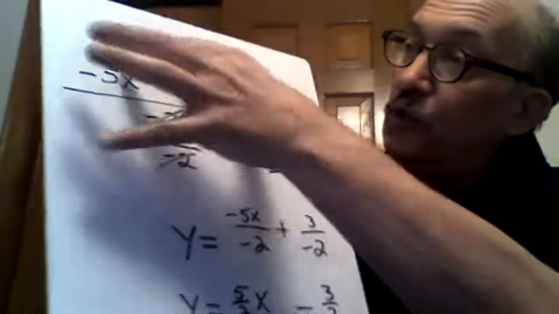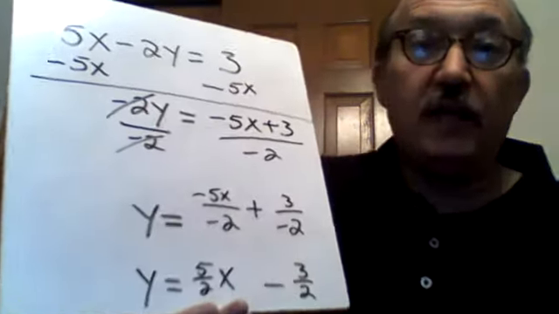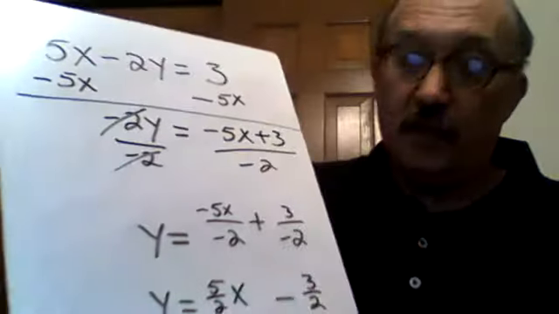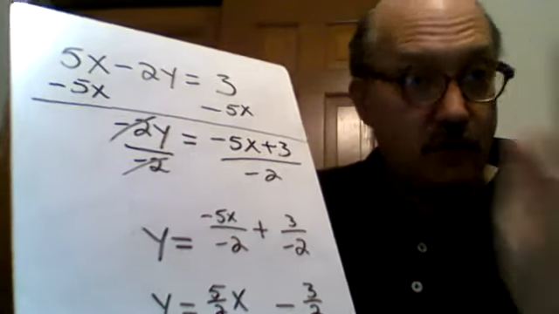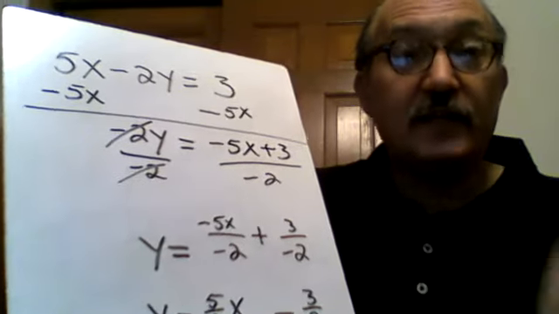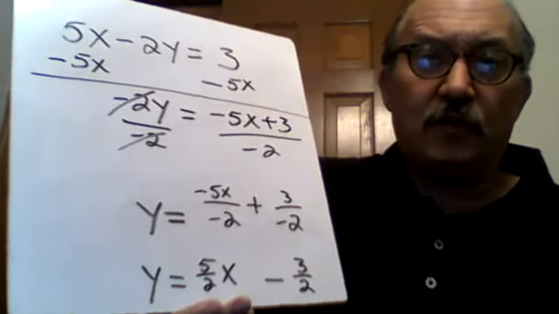This equation is equivalent to this one. So once again, if you type this into Desmos and then on the next line type this, you'll see that the two graphs coincide point for point. They are in fact the same line because the equations are equivalent.